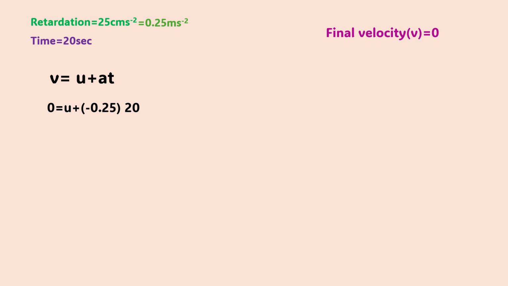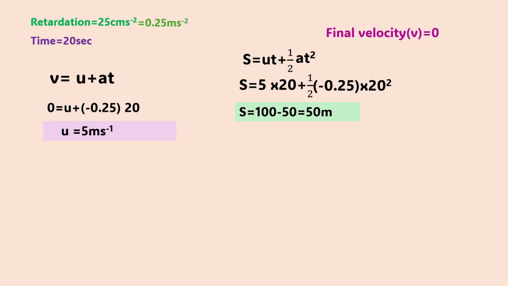So, 1 meter equal to 100 centimeters. So, converting this you get the retardation as 0.25 meter per second square. Okay. So, initial velocity comes as 5 meter per second. Next is to find out the distance that you can easily find out. So, initial velocity is 5, time taken for the bus to come to rest is 20 seconds plus half, acceleration is minus 0.25 into time taken 20 square. So, finally, you get the distance as 50.